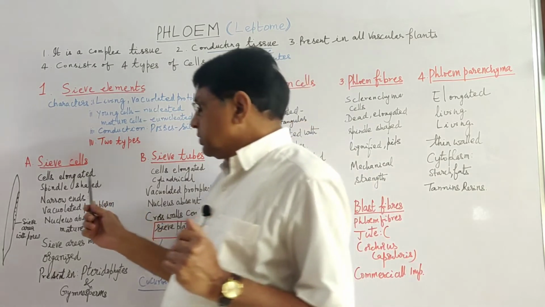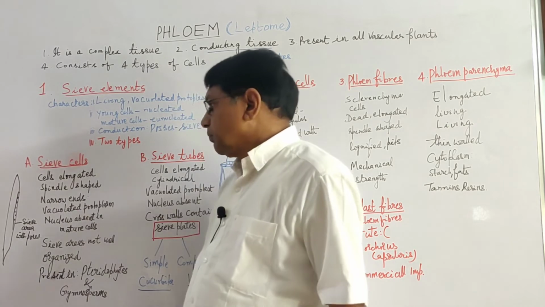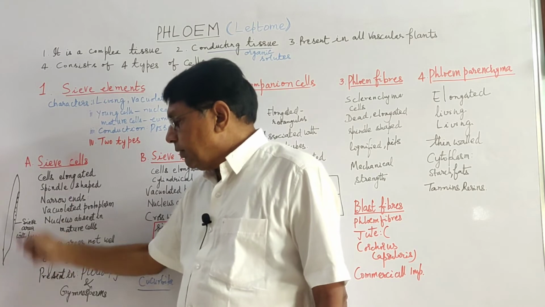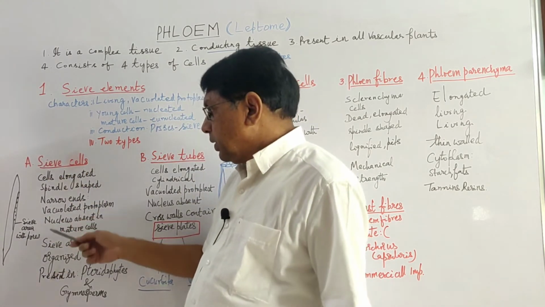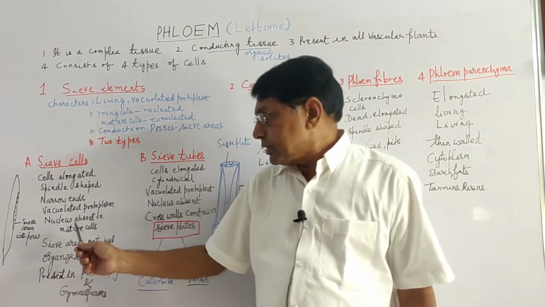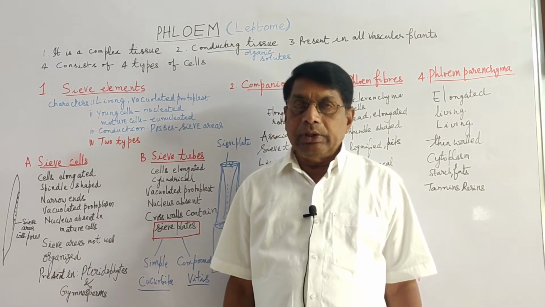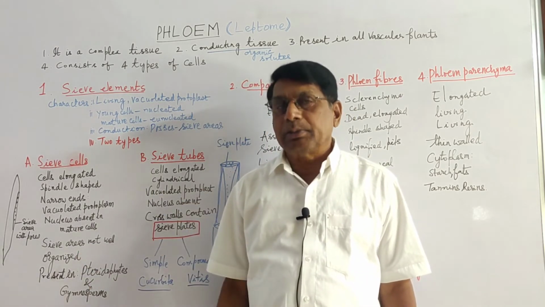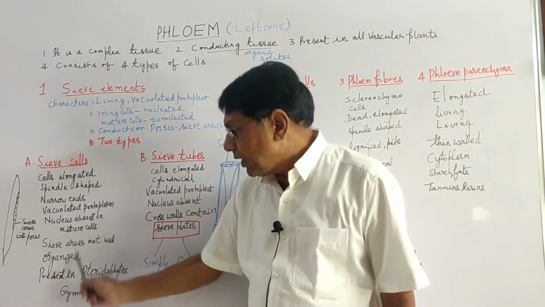Now, the characters of the sieve cells: they are elongated, spindle-shaped, broad in the middle with tapering ends. Then only it will be spindle-shaped, with narrow ends, vacuolated protoplasm, nucleus absent in mature cells. In young cells it will be present, but later on it disappears. Then sieve areas are not well organized.